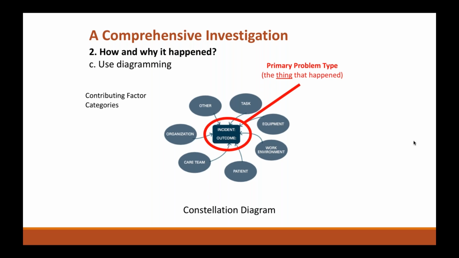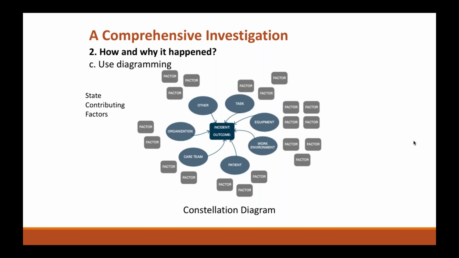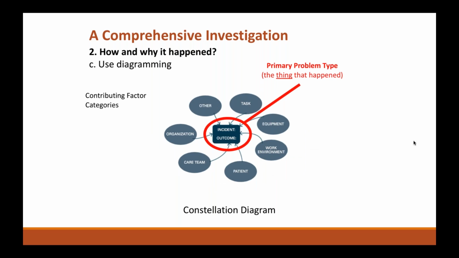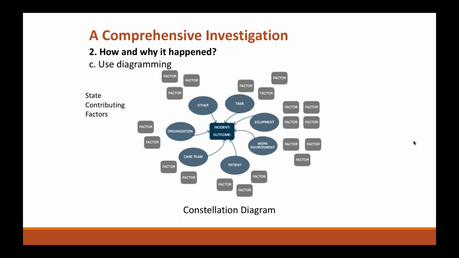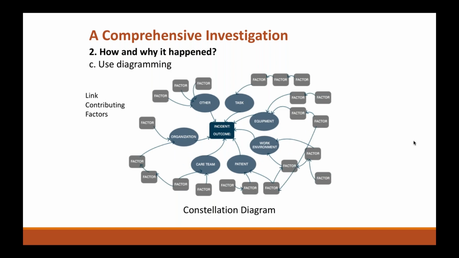The thing at the center is the primary thing that happened, the primary problem type. And around it, we have the contributing factor categories. And then for the contributing factor categories, we state the actual contributing factors for each category. And then we link the contributing factors together, because one factor may give rise to another factor, and they're all interrelated. And we want to visualize these relationships.